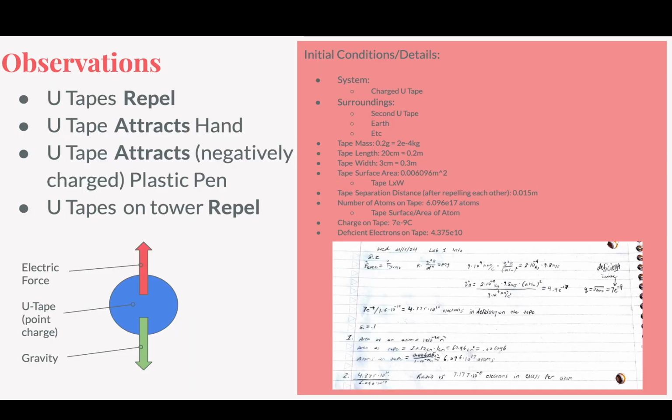In terms of the details of the experiment and initial conditions, the system of the experiment was the piece of charged U-tape, the surroundings were the second piece of U-tape, the earth, and pretty much everything else.